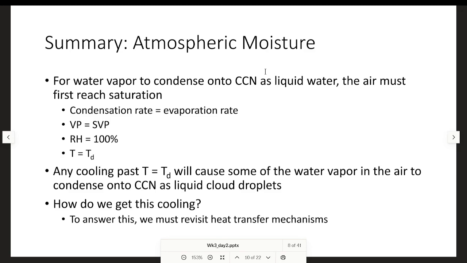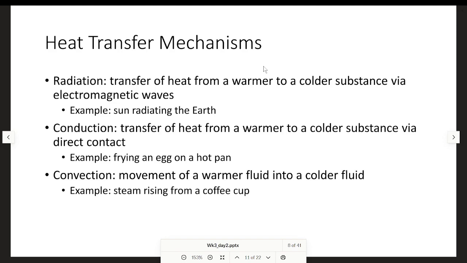To answer this, we must revisit heat transfer mechanisms. Here they are. Very important. So radiation, we talked about this a couple times. This is just like you have heat waves coming off the sun, electromagnetic waves. So this is the sun radiating the earth. Another example of radiation, you put your food in the microwave and it's hit with these microwaves.